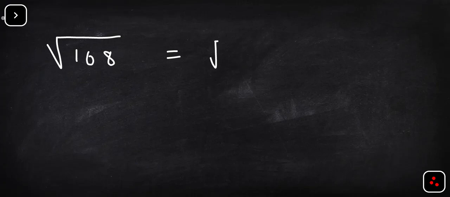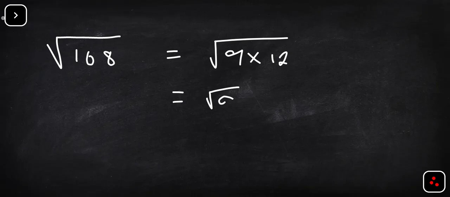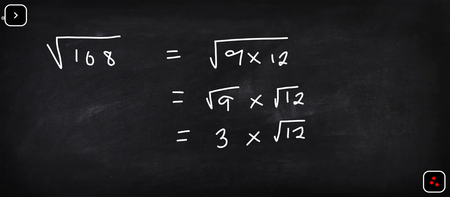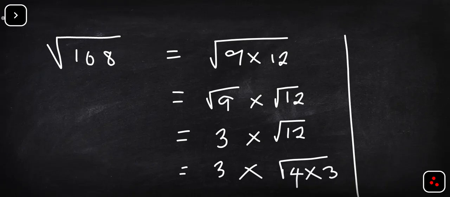For example, I know that 9 times 12 will give me 108, but I don't know any other one. So I could use this one to solve it by separating it into root 9 times root 12. I'll simplify root 9 to 3, and I still need to simplify root 12. Root 12 gives me root 4 times 3, and I can keep going like that and get 3 times 2 root 3, because root 4 is 2, and then we have 3 there. And this will give me 6 root 3.